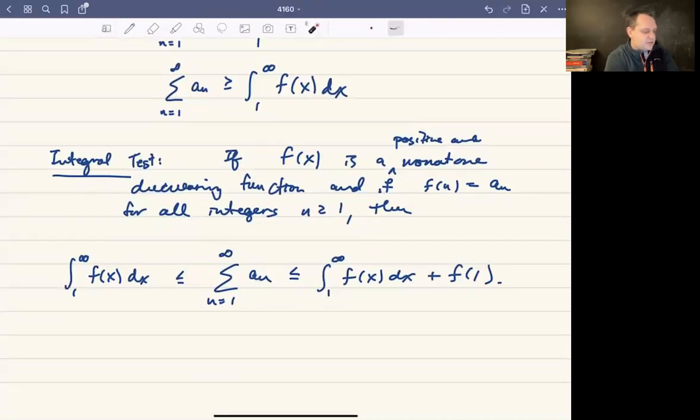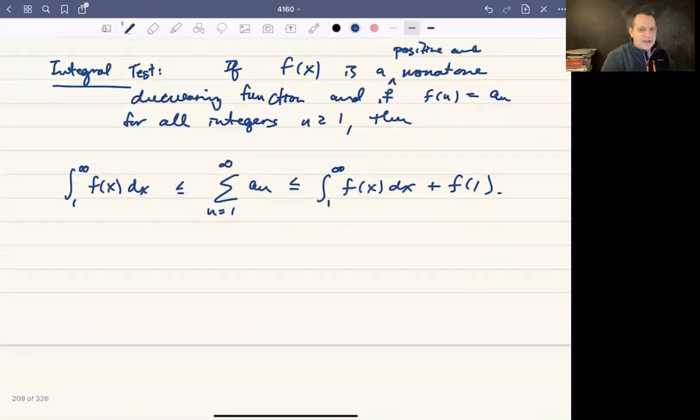So if the series converges, so does the improper integral, and vice versa. If the improper integral diverges, so does the series. So whatever happens to one happens to the other. So if this goes to infinity, then you know that this sum in the middle is also going to go to infinity. There's no choice. It's kind of squeezed between those two infinities, so it also has to go to infinity. So this is the integral test.